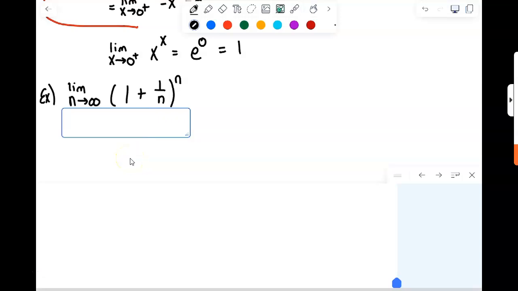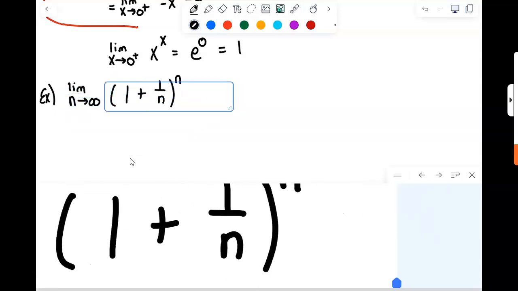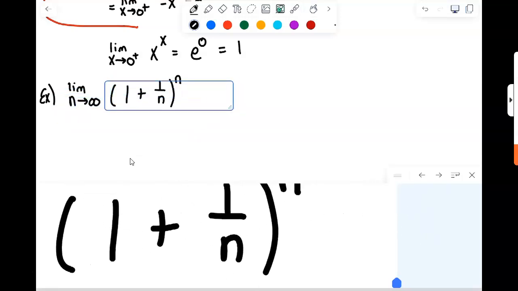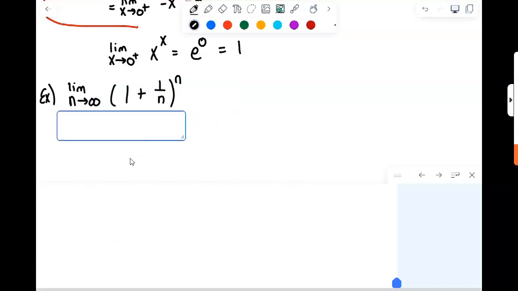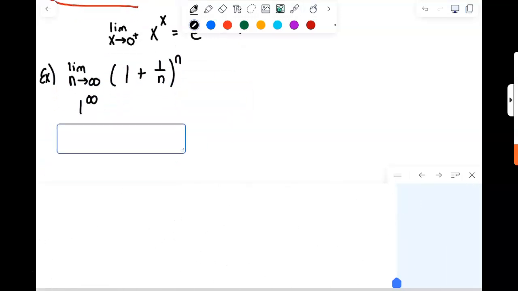Okay, so let's consider this limit here. Limit as n goes to infinity of (1 + 1/n)^n. So if we tried to let n go to infinity, the inside would transform into 1 + 0, which is 1. And so we're actually dealing with a limit involving 1 to the infinity this time. 1 to the infinity.